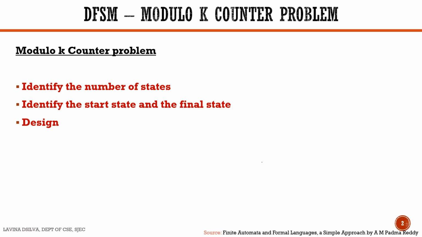The DFSM construction for a modulo K counter problem is done in 3 steps. First, we identify the number of states. Then we identify the start state and the final state, and once the start state and the final state are identified, we can easily write the transitions and design the deterministic finite state machine.